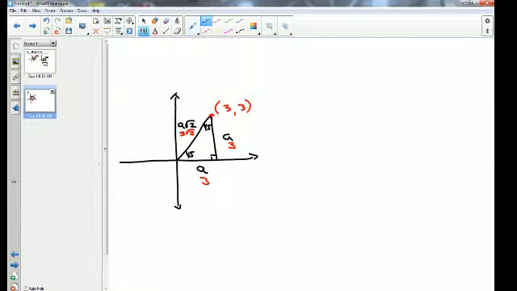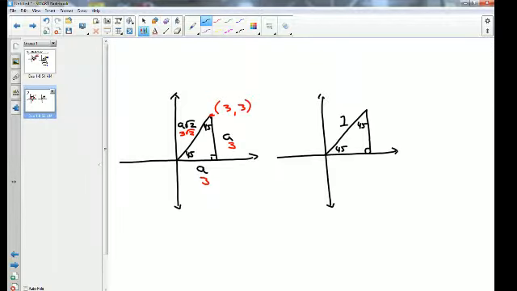Same question if I gave you a right triangle and the hypotenuse was 1. You would divide the legs by root 2. Yeah, divide by root 2. Okay? So this is 1 over root 2.